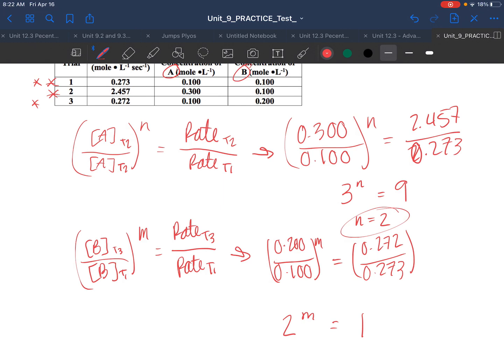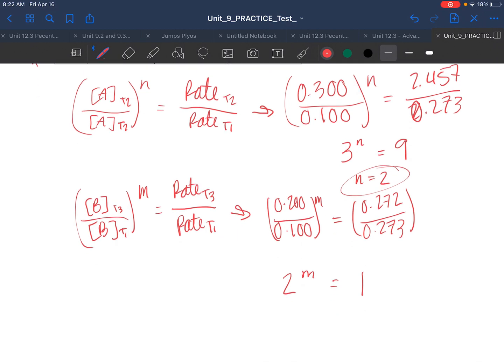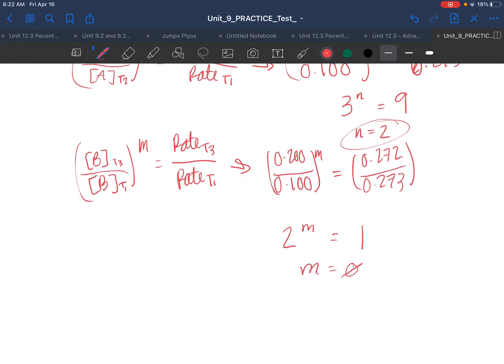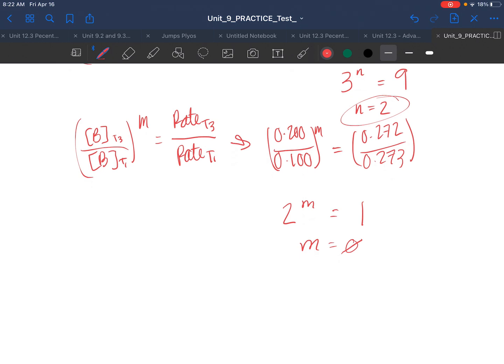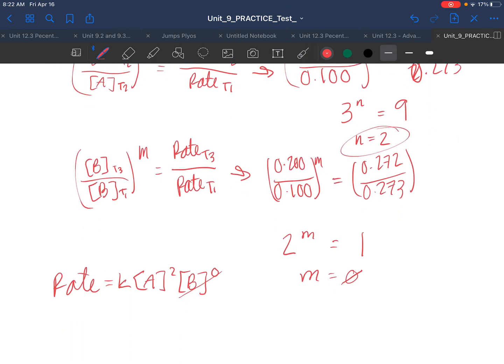This is very similar to what you would actually see in real life, is that, yeah, your rates may not be exactly the same, but they're about the same. So the factor would be 1 in this case. The only number that can change a number that's not 1 to 1 is 0. So the power has to be 0. So when you write this initial rate expression, you'd get that rate is equal to k times A to the power of 2 B to the 0 power. So we don't even really need this term as we continue on to figure out k.